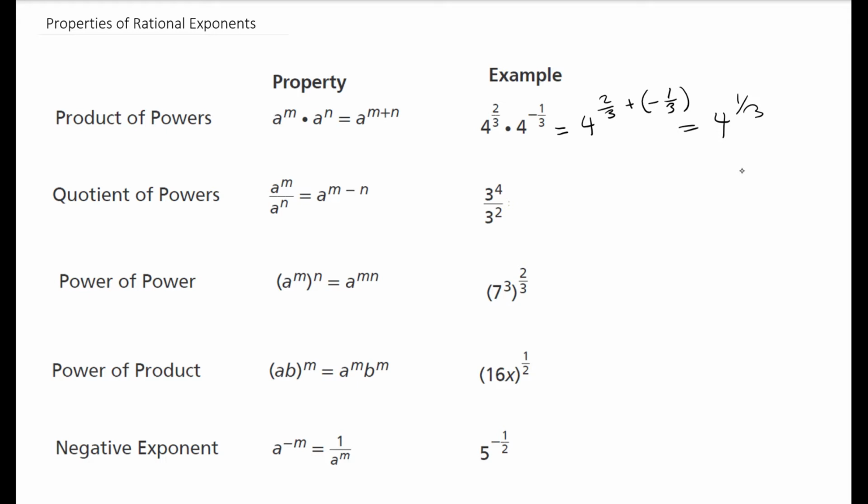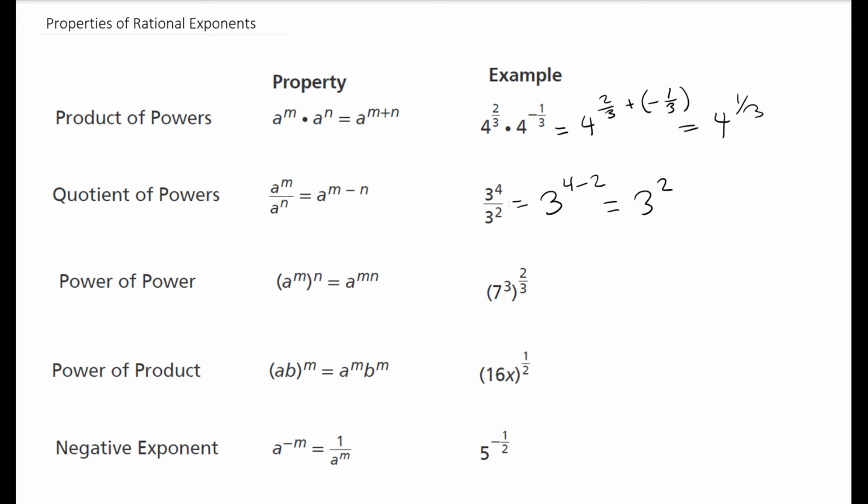The quotient of powers property is going to be when you divide with the same base. So if you're dividing with the same base, then you're going to subtract the exponents. So in the case of 3 to the 4th power divided by 3 to the 2nd power, you're going to keep the base the same and then subtract the exponents. In this case, you get 4 minus 2, which is 3 to the 2nd power. Again, this works with fractional exponents as well.